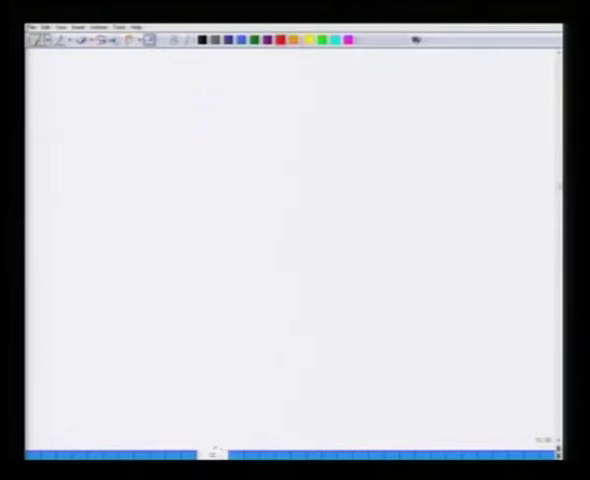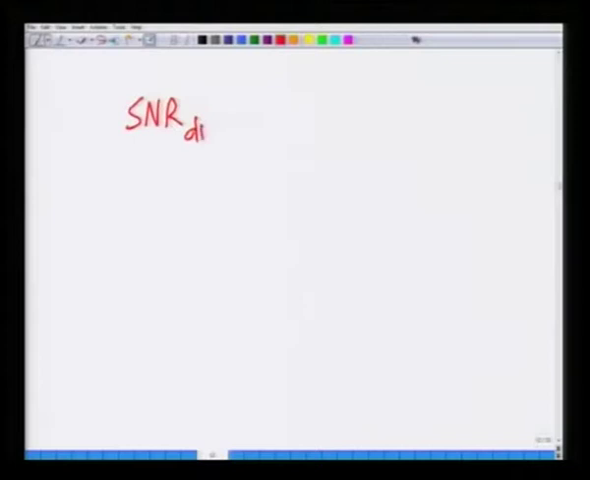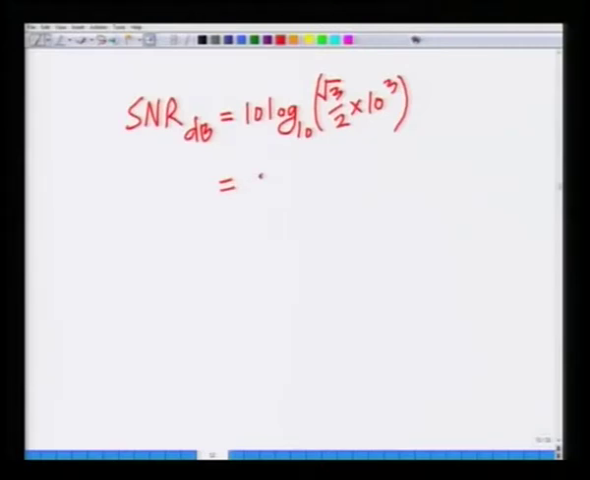I want to compute the SNR in dB. The SNR in dB is 10 log 10 square root of 3 over 2 into 10 power 3. This SNR required in dB can be shown to be 29.37 dB.